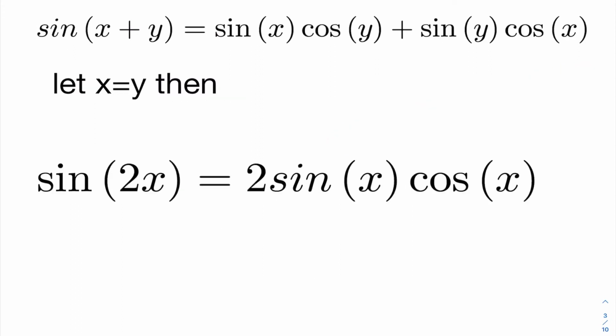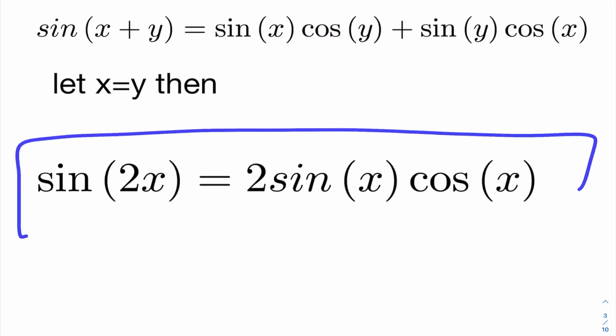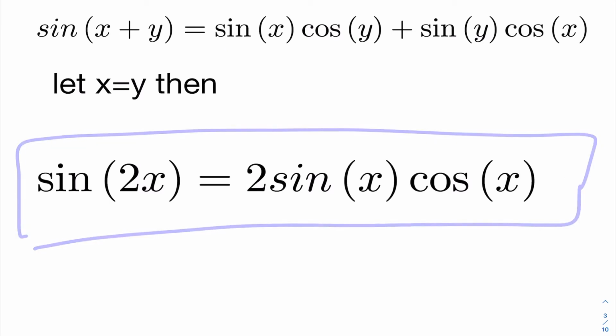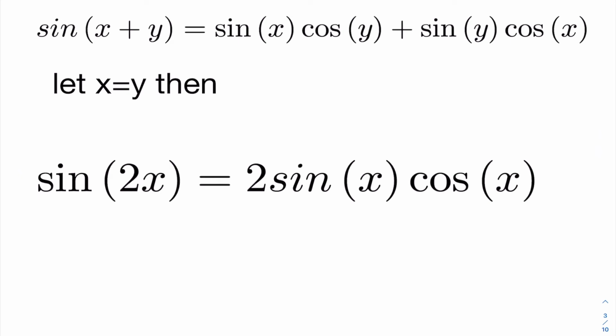For the sine of 2x formula, notice this is the general form for the sine of x plus y. Letting y equal x, this now becomes the sine of 2x, in which case we end up getting sine x cos x plus sine x cos x, and that becomes 2 sine x cos x. So now we have a version of the sine of 2x formula equaling 2 sine x cos x. Let's take a look at the tan of 2x.